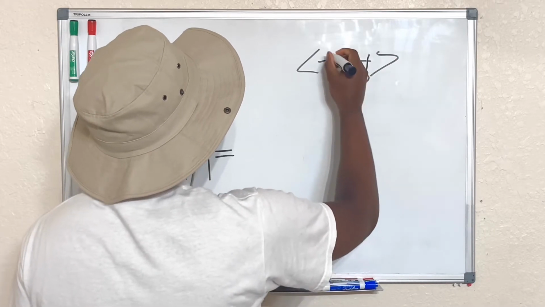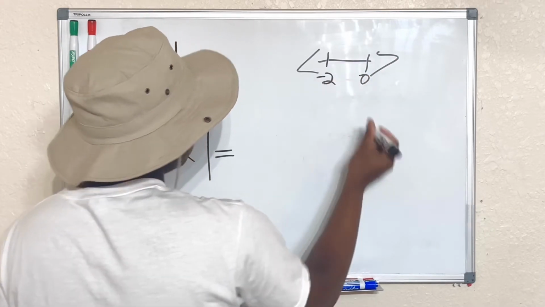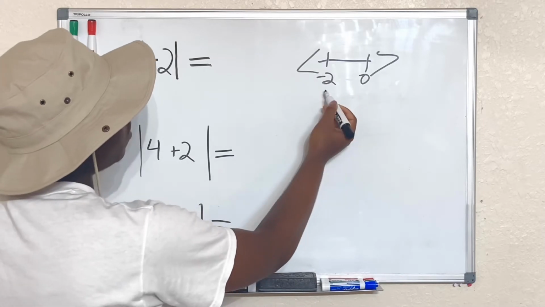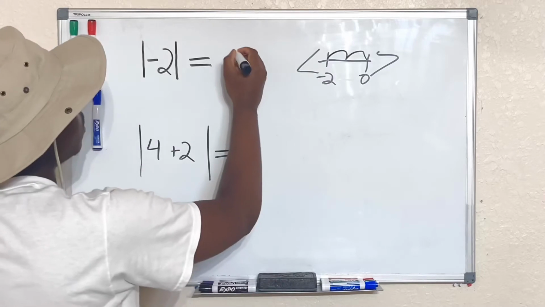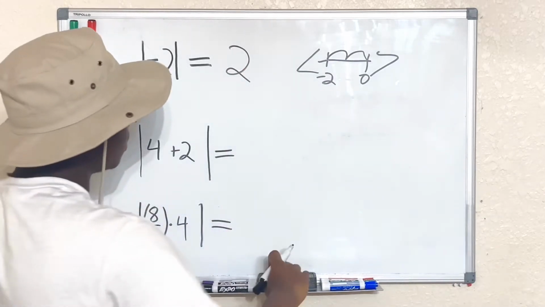We have 0, -2 is on the left side. So just counting the number of steps we take from -2 to 0, which is 1, 2. That's all it is. 2 steps. Easy.